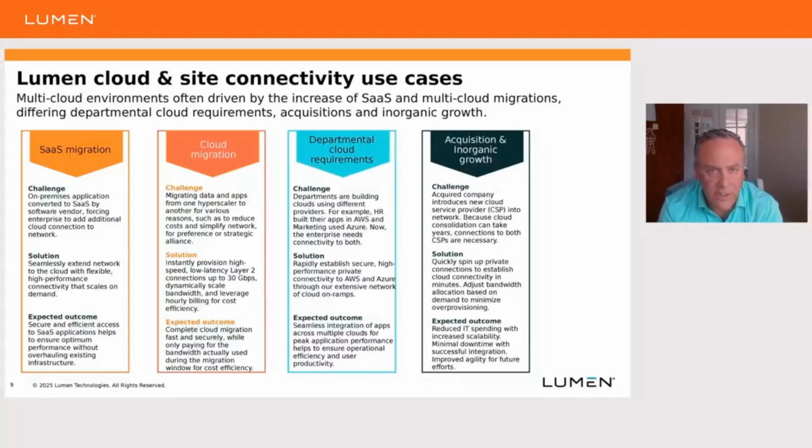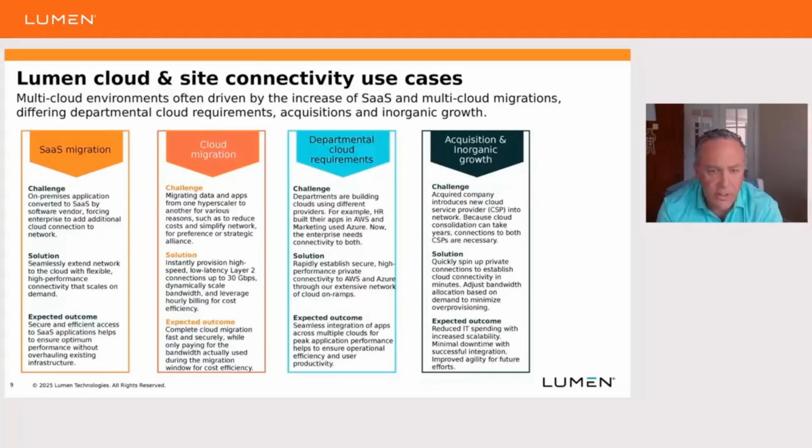So the first one, SaaS migration. This is where your provider, your cloud provider, may convert from on-prem to cloud, forcing the need for cloud connectivity. So Lumen's network as a service allows you to extend your existing network right to that cloud using that same type of interface and technology that Greg just showed you. It's very, very simple. The result is secure, efficient access to those SaaS applications without a complete network overhaul.